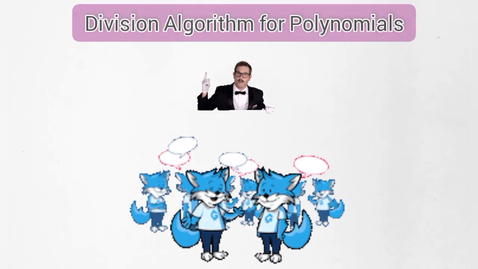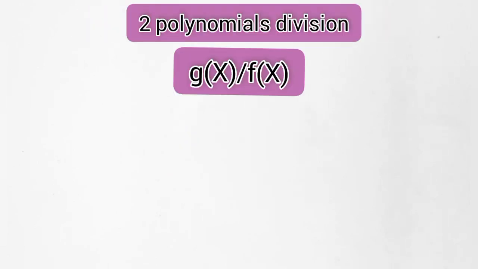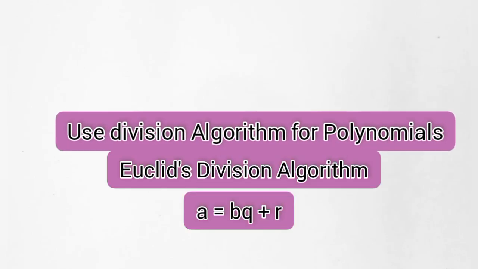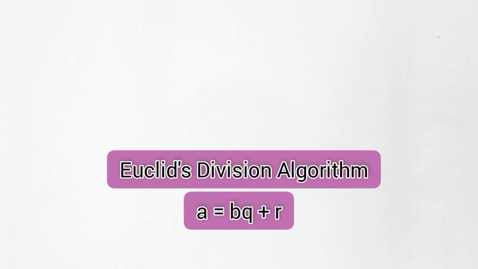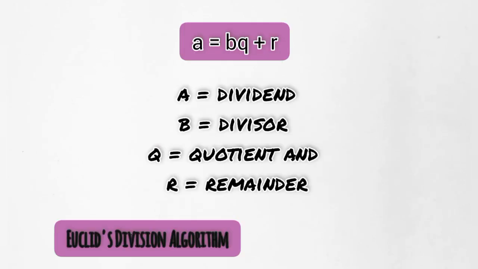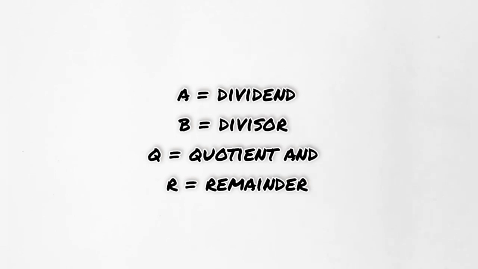In this video, we are going to talk about the division algorithm for polynomials for 10th standard. In case of polynomials, if you want to divide two given polynomials, we have to use the division algorithm. And from Euclid's division algorithm, we understood that A = BQ + R, where A is the dividend, B is the divisor and Q is the quotient.